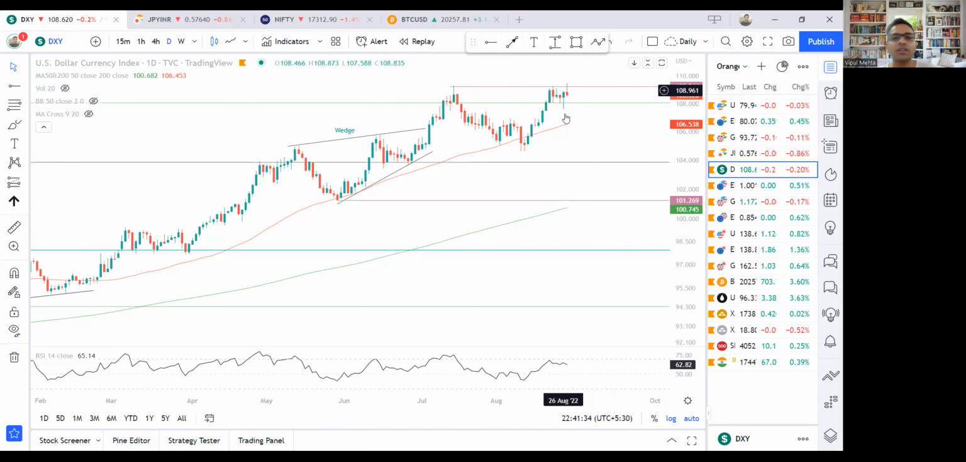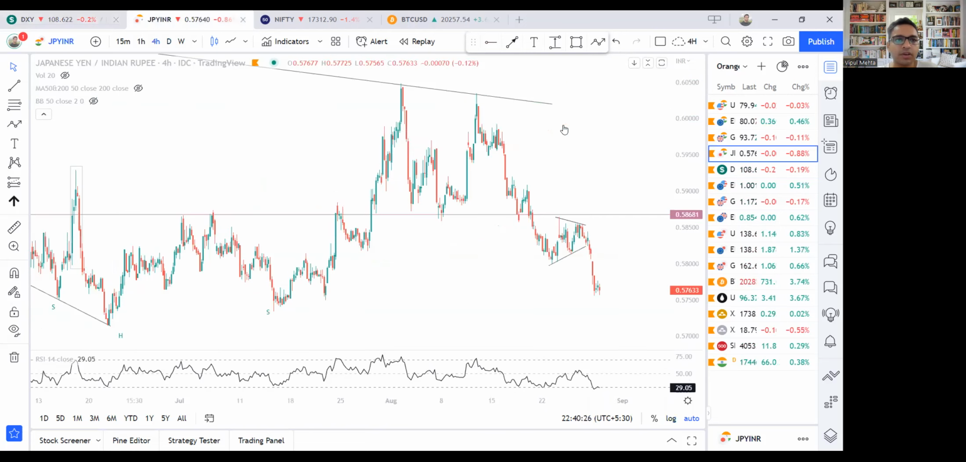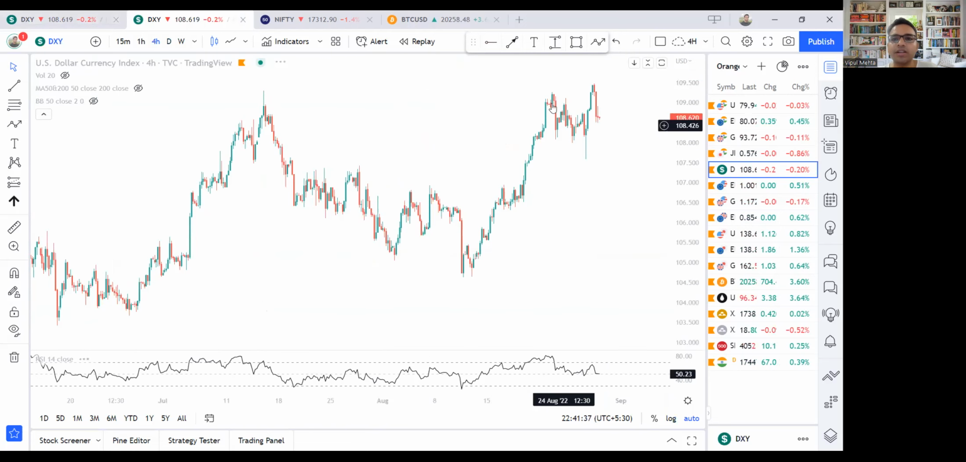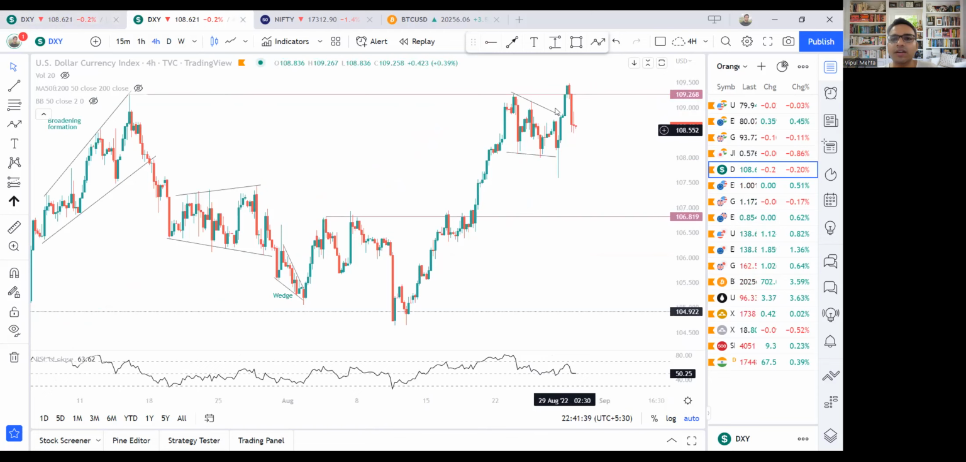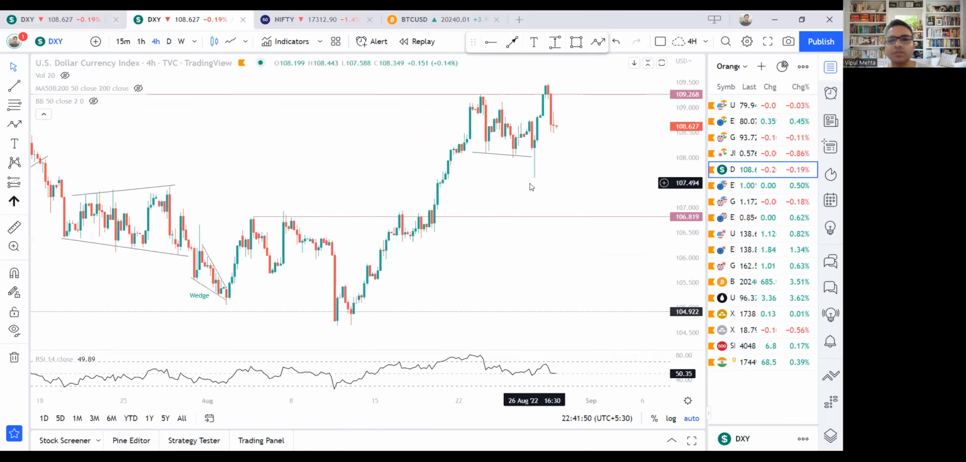Now, where the dollar index goes next, nobody knows. It's not very clear, not from the day chart and not from the 4-hour chart. In fact, if you must believe this 4-hour chart, it looks like a very clear RSI divergence, which is one top and then another top. So now it's anybody's guess.